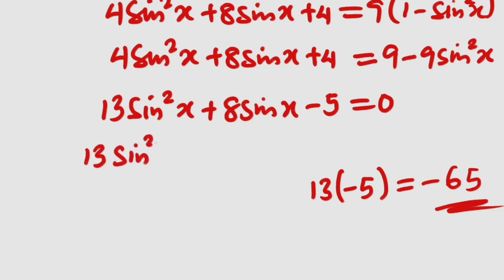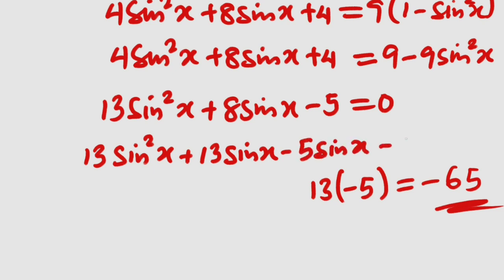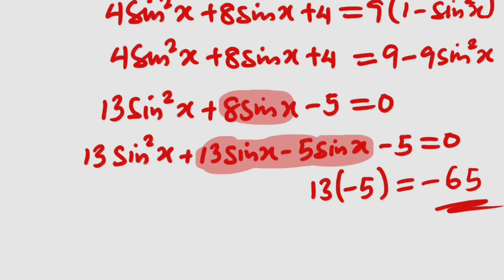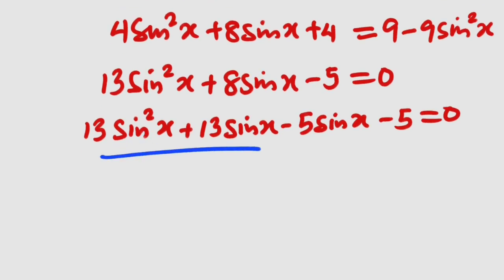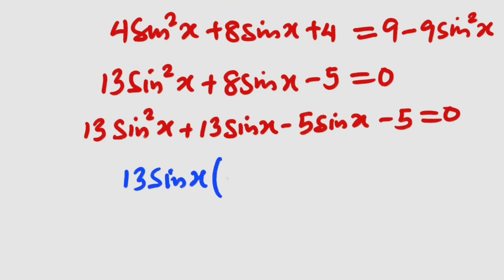13 sine squared x. Then plus 13 sine x minus 5 sine x. Then we have our minus 5. The whole of this equal to 0. You can see that the middle terms, 13 sine x minus 5 sine x, is the same thing as 8 sine x. So now let us factorize them in batches. The first two, we have 13 sine x in common. So we have 13 sine x outside. Inside, from this 13 is outside already. We have 1 of sine x. Plus the whole of this is out. We have only 1 left.